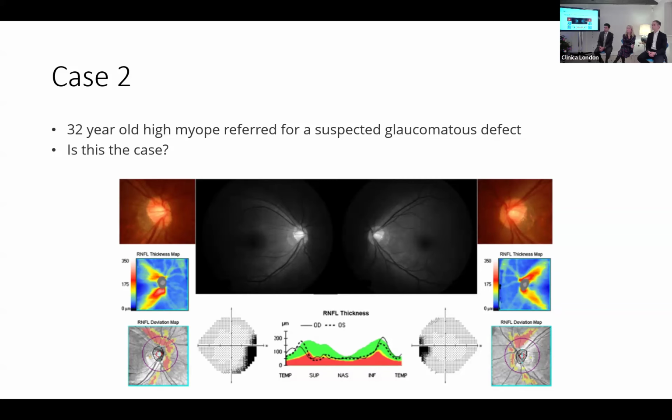There's not much loss of nerve fibers there. It's a very tilted disc. Well, it appears to be tilted, and so I think it's just watch this space.